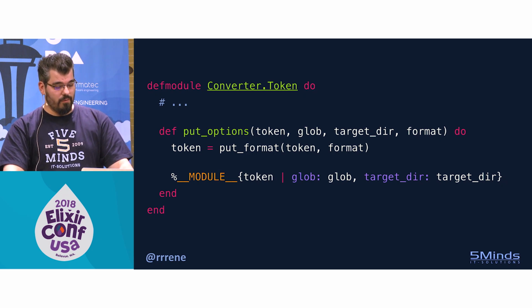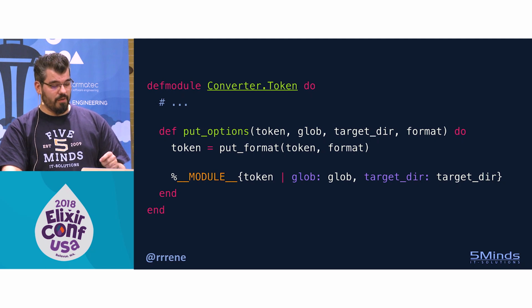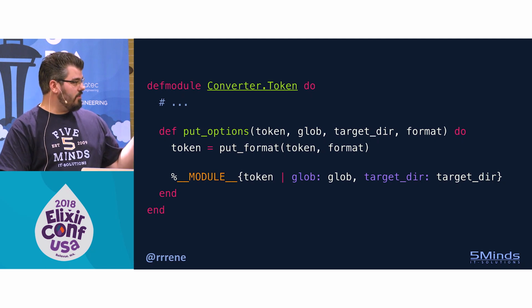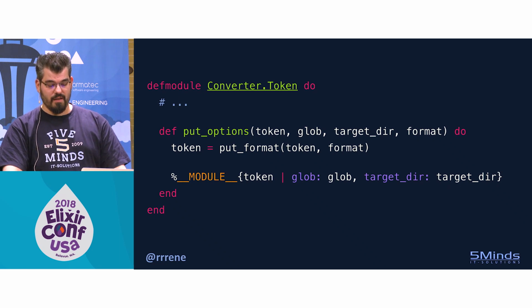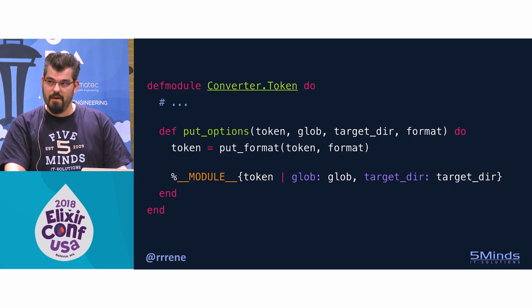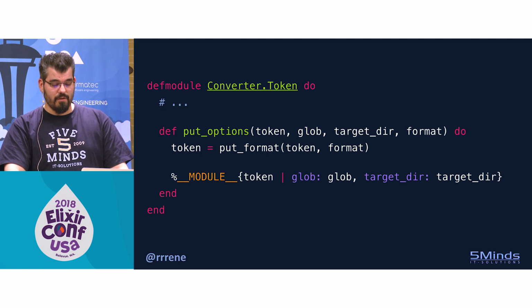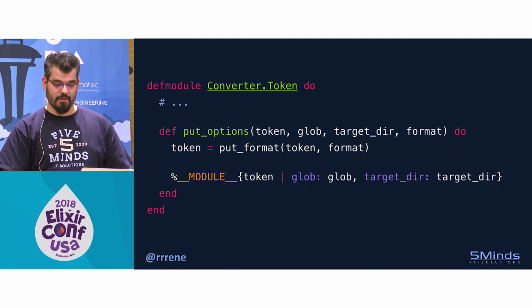In this example, we put in the format first because that operation, as we saw, can fail. And then we put in the file glob and the target directory after the fact. Now, this is not super important in this contrived example, but the order in which validation and normalization operations are applied can matter in less trivial cases.